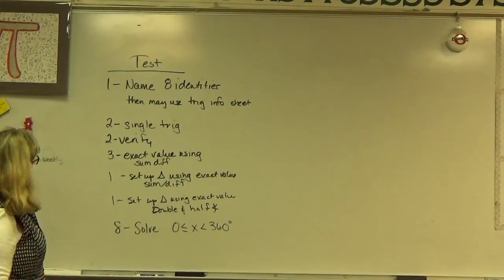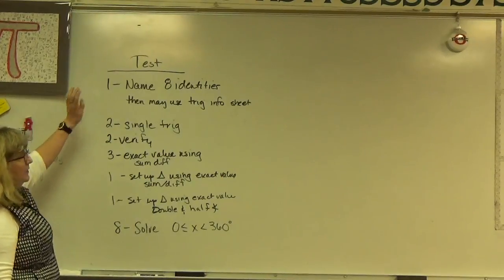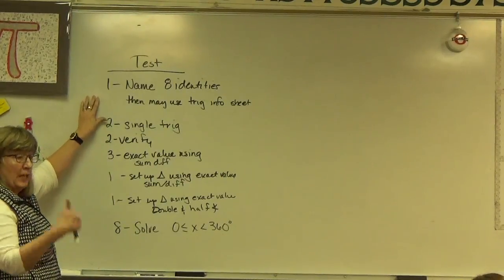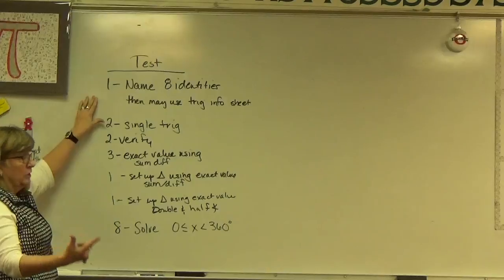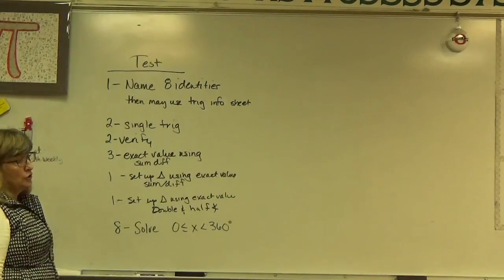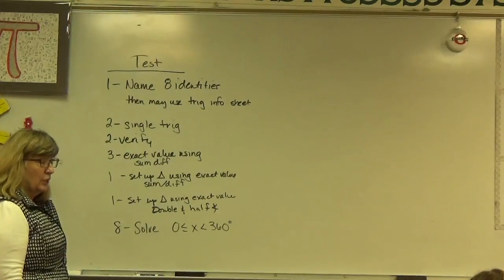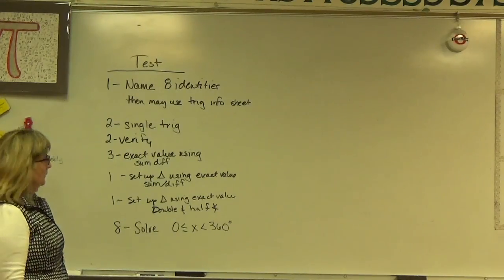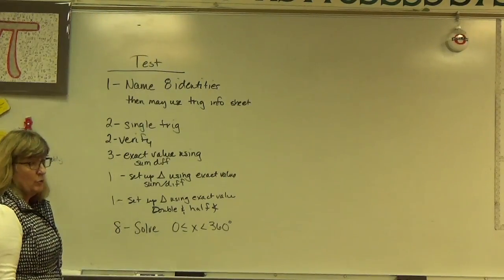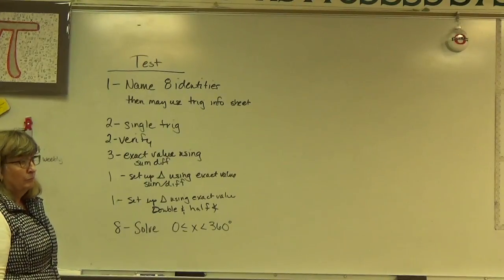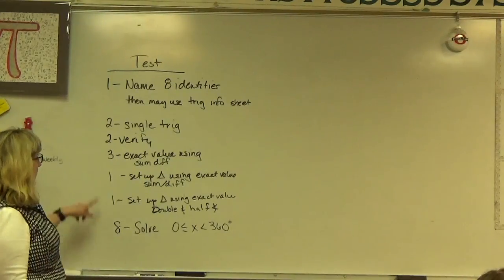Okay. Now, once you get your 8 identities completed, then you can use your calculators and your trig information sheet. The first 2 things you're going to do: 1, simplify a trig. That means write it to a single trig expression. Remember doing that good stuff? 2, verify a trig. What's verify mean? Get one side and do the other side. Make one side look like the other.